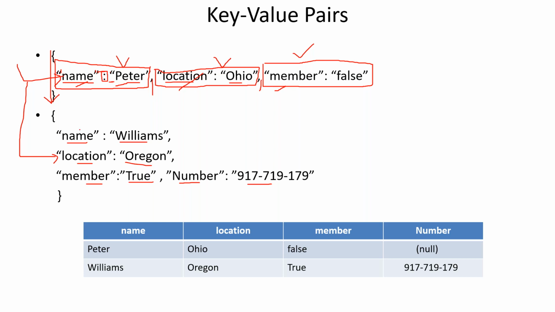In both the objects, the common key is the name. The first entry picks up the key value Peter. Location, it picks up Ohio, and membership is false. But I don't have any entry regarding the number, so I'm expected to store null here because there's nothing.